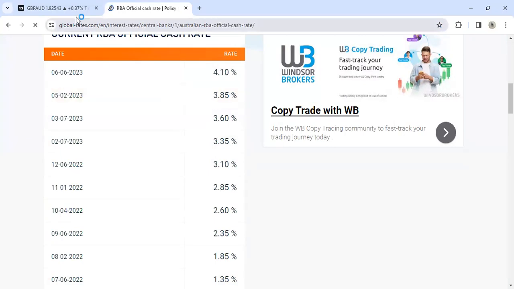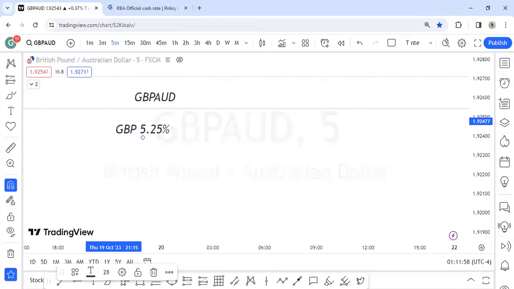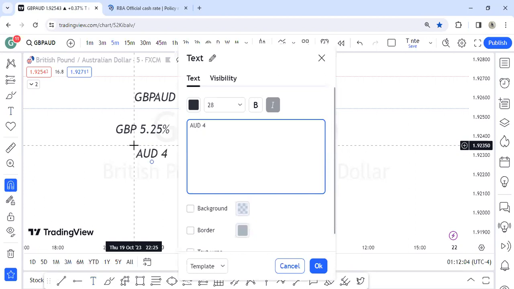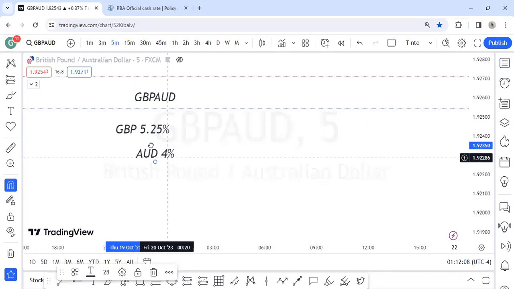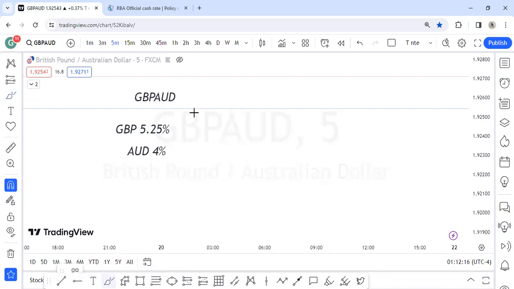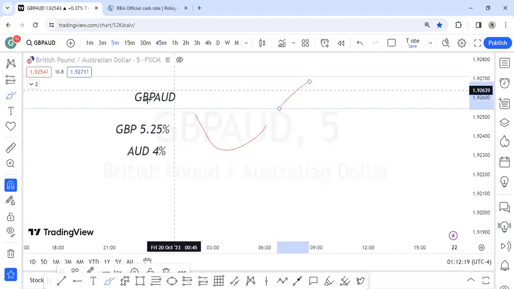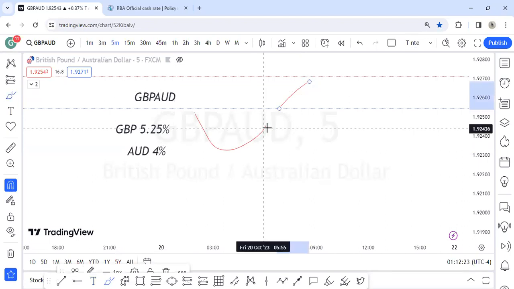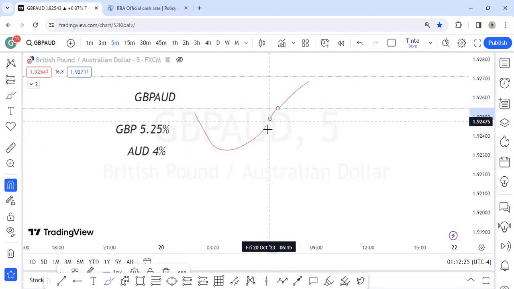All right, so let's write 4%. AUD interest rate is 4%, right? And it has never gone higher than the GBP. So if we compare these two, you can see that the GBP is more positive than the AUD. So that means we anticipate an overall bullish movement, right? Because the GBP is more bullish than the AUD. So the GBP is stronger than the AUD in the long term. So you expect a movement.